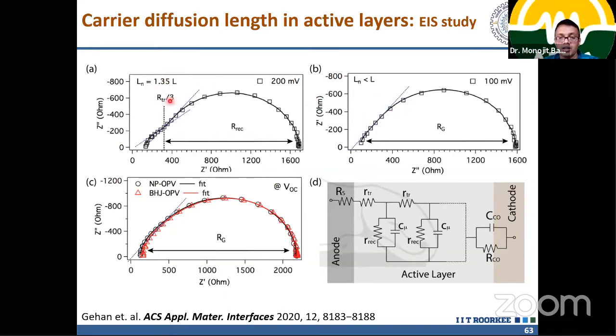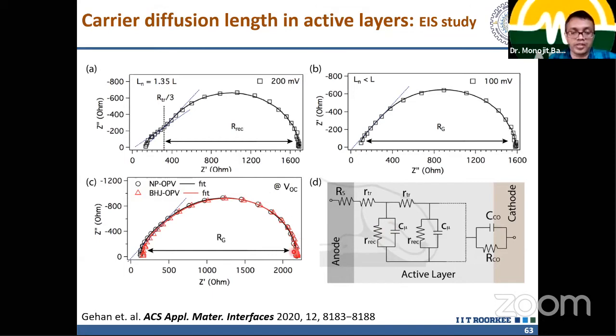And same as if the diffusion length is less than the film thickness, then you don't see this behavior, RTR by 3. You don't get this feature, you get the Gerischer model, right? So in nanoparticle devices, we don't see the carrier diffusion length more than the thickness, whereas for the BHJ film, we see the carrier diffusion length is more than the thickness. That means it can easily travel through the active layer and get collected by the counter electrode. Whereas in the nanoparticle devices, it's not this case, right? You lose a lot of carriers because of the recombination.